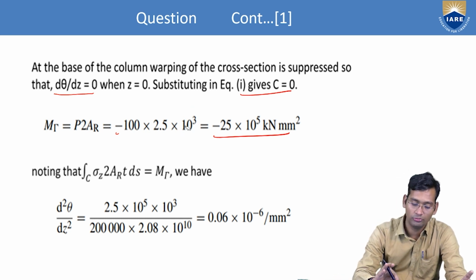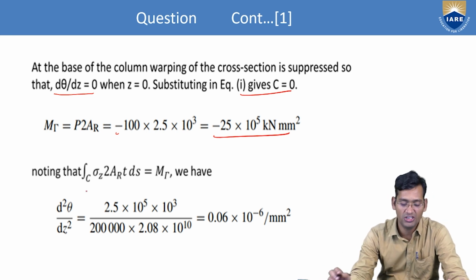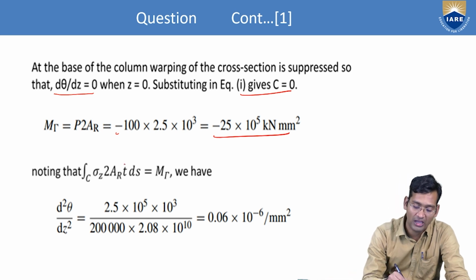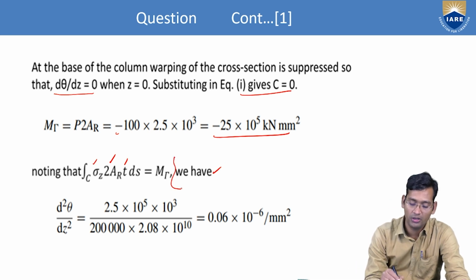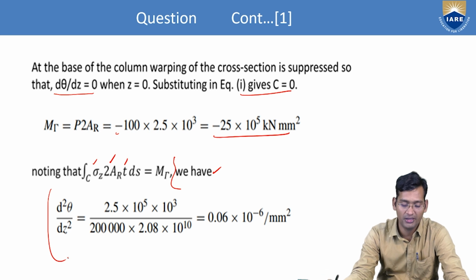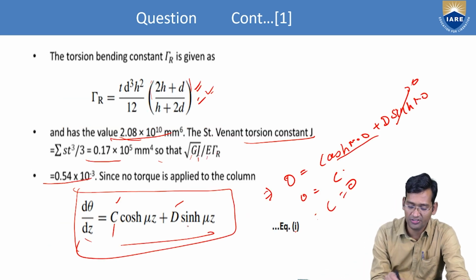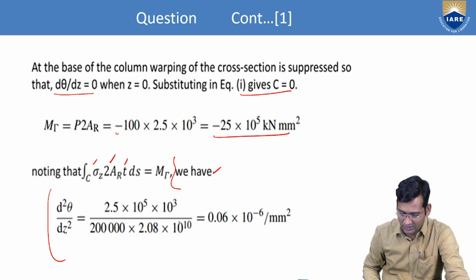Now, noting that the formula of Mτ is what? Integral of σz into 2ar t ds. Now we have t, we have 2ar, we have σz. So from here, what we got? d²θ/dz². Just differentiate this one and then put the value of C. So after this, what will we get here?